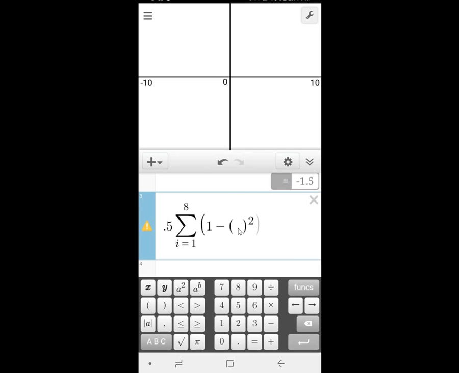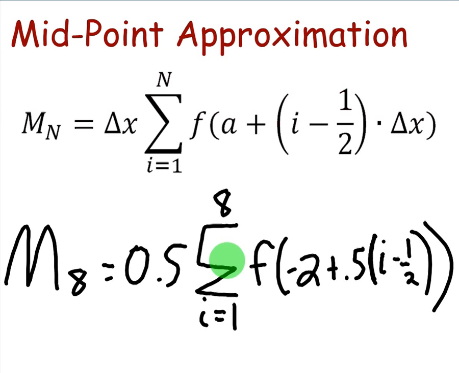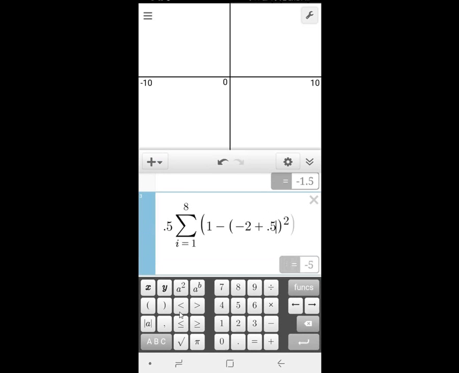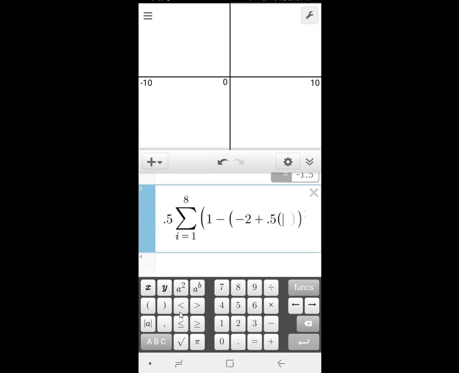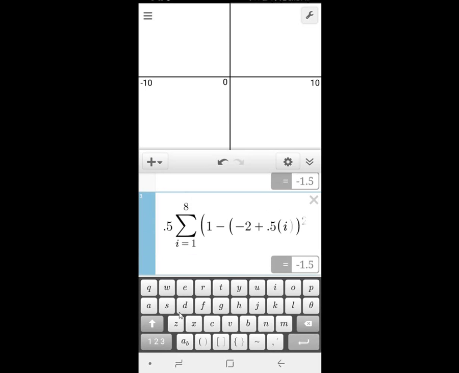Again, -2 is your starting a value. I have to hop back just to make sure I plug this in right. 0.5 times I minus 1/2. Put parentheses around the I minus 1/2. You could do I minus 0.5. It doesn't matter because I minus 0.5 is the same as I minus 1/2.